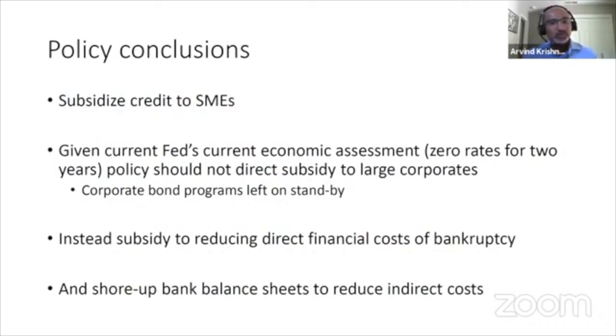The corporate bond program, which the Fed seems to be legging into currently, in our opinion, is best left on standby, and for the Fed to explicitly clarify to the market that it is a standby program to deal with something like a March 2020 dislocation. On the other hand, a targeted policy of reducing bankruptcy costs is unambiguously beneficial, and shoring up bank balance sheets to reduce indirect bankruptcy costs also seems wise at this point. I'm going to stop there.